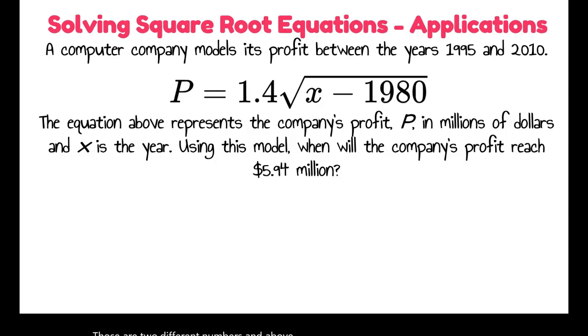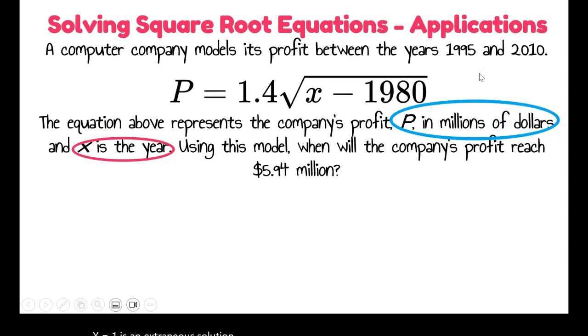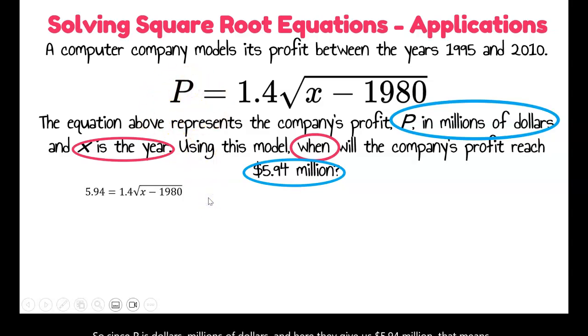Finally, we're just going to look at a word problem. How would we do something like this? So the equation here represents the company's profit, P, in millions of dollars, and x is the year. So using this model, they're asking when, that's time, what year, will the company's profit reach 5.94 million? So since P is millions of dollars, and here they give us $5.94 million, that means that I'm going to be replacing P in my original equation with 5.94. And from here, I am just solving for x.